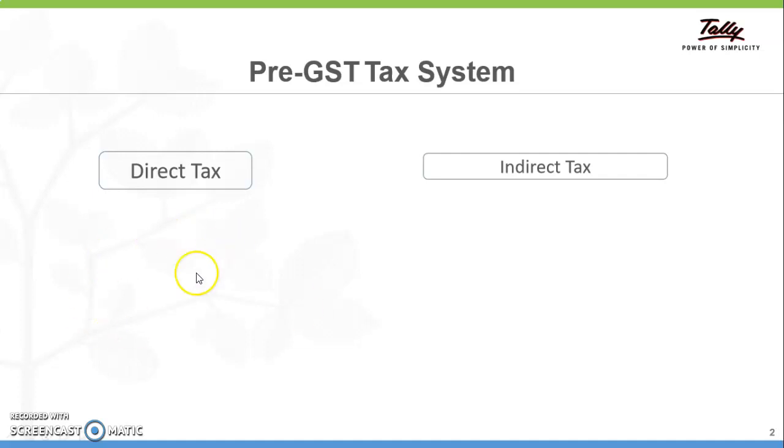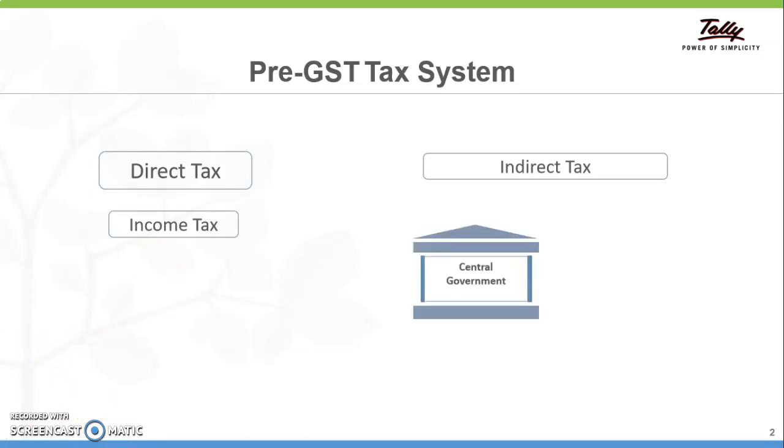But in case of direct tax, we cannot shift the tax burden. Examples of direct tax are income tax, wealth tax, gift tax. But as of now there is only one tax in direct tax, that is income tax. Now we will see the next slide. So in direct tax he has given income tax.